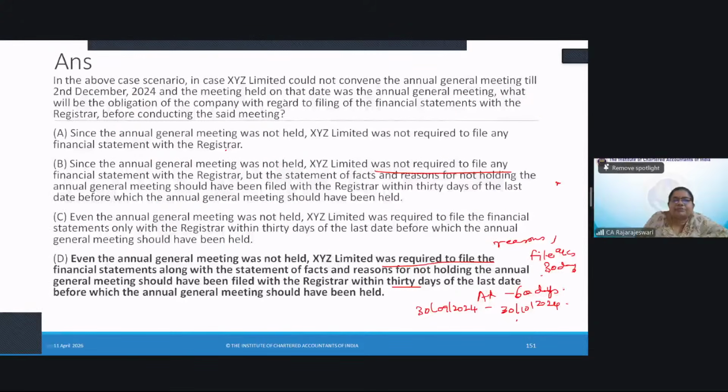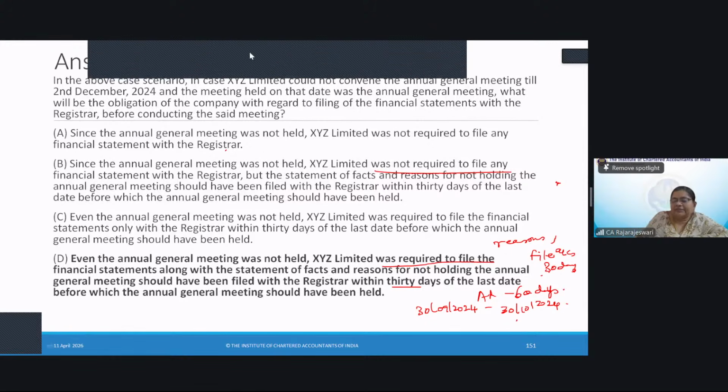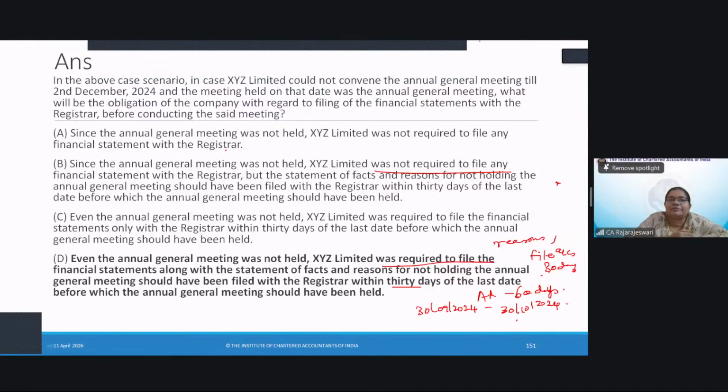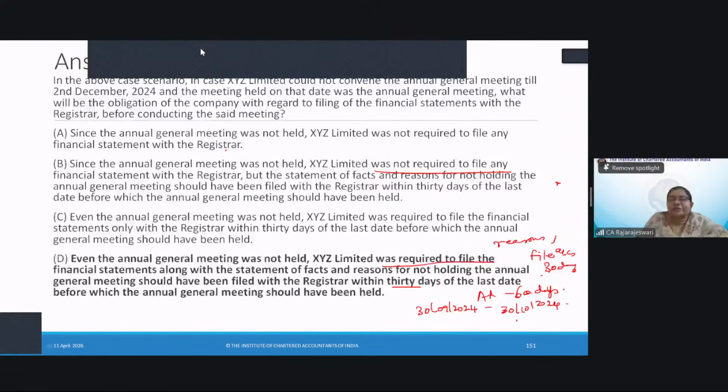Any doubts? Just go through the previous year suggested answers, RTPs, MTPs, model test papers; even every word specified in the Act is important. And I hope you get an idea about all the provisions of management and administration. If you have any doubts, you can put them, or else we can wind up.